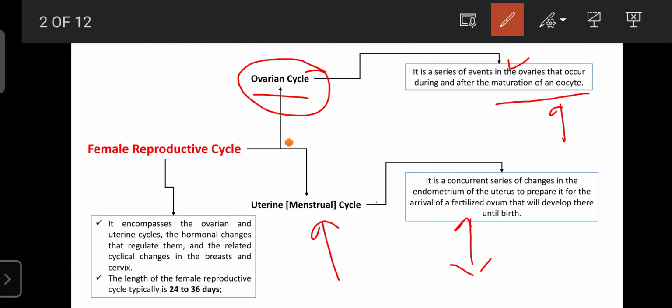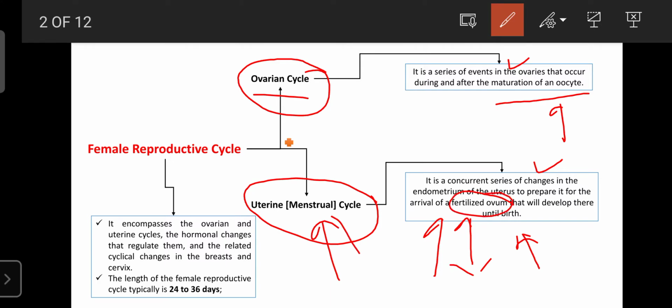Regarding the uterine cycle, it is a concurrent series of changes in the endometrium of the uterus to prepare for the arrival of the fertilized ovum, which will develop here until birth. Whatever environment is required for development of the ovum mainly requires the main hormones, estrogen and progesterone, as well as a larger surface area. That is prepared in this cycle, so it is known as the uterine cycle. If an unfertilized ovum arrives, it is known as the menstrual cycle.